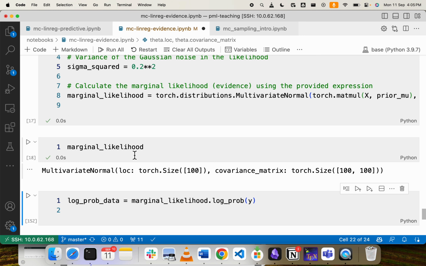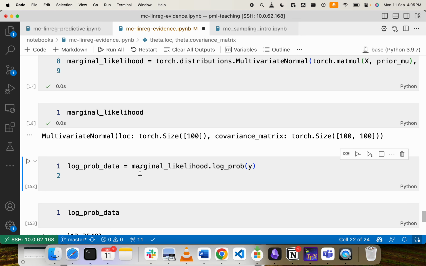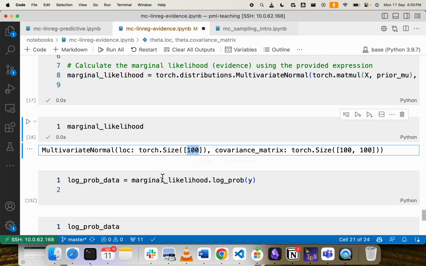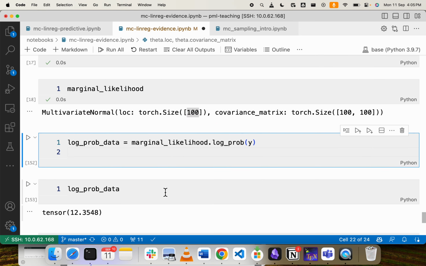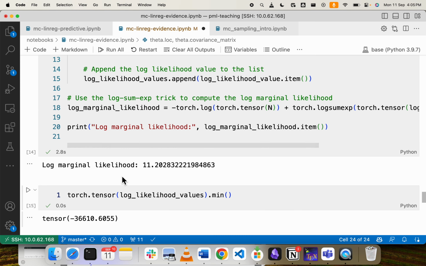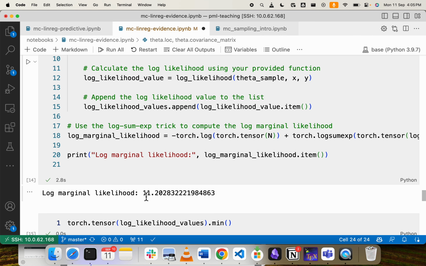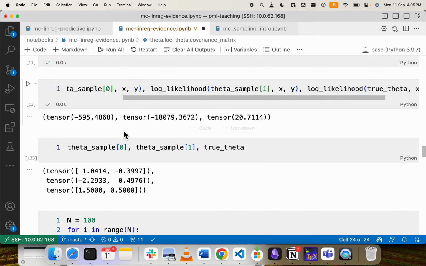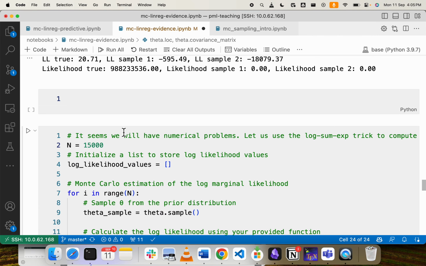So it's the marginal likelihood term, which we've written as a distribution, and we are then trying to find the log probability of observing y. It's a multivariate normal distribution with a 100 cross 100 covariance and 100 mean values. If you look at the log prob of the data, it turns out to be 12.3, not very far from the log marginal likelihood that we evaluated here. Again, for some different samples, we ended up getting a closer value.